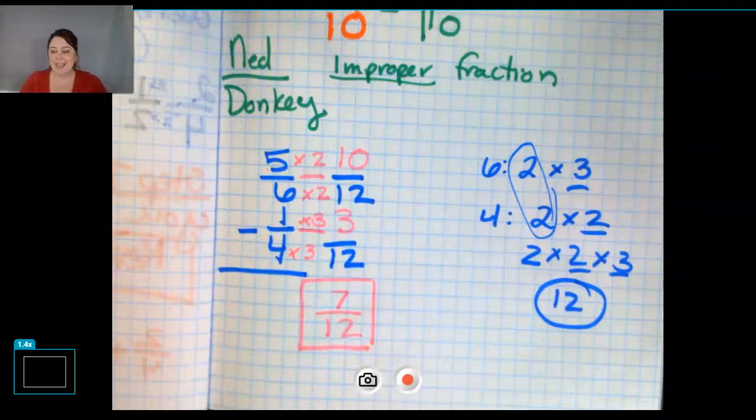All right, you guys, that is how you add and subtract fractions. Step 1, get a common denominator. Make those equivalent fractions. Step 2, add the numerators. Step 3, simplify. Oh, simplifying.